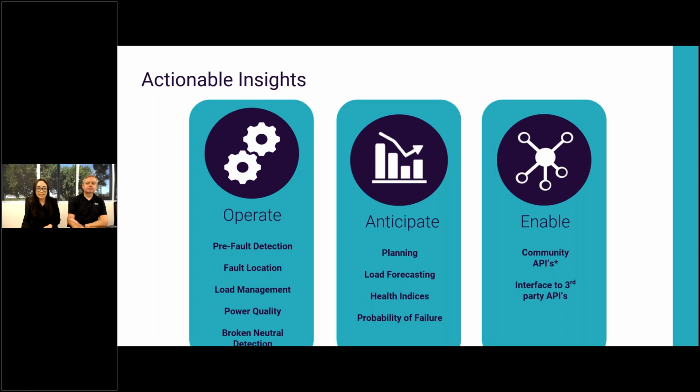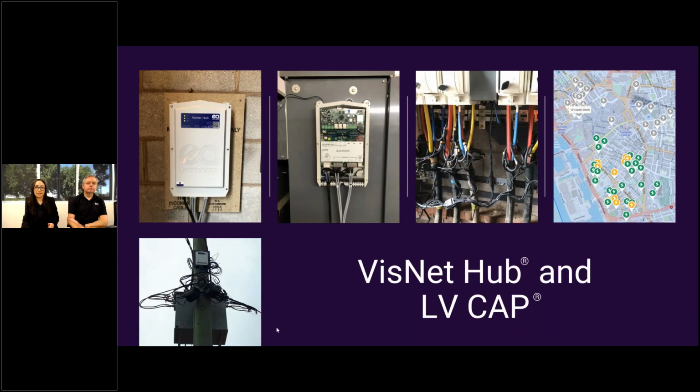So how does this approach look in real life? It looks like this. The approach is made of hardware and software. The hardware part is called VisNet Hub, for Visibility Network, that's why the name. It looks like the photo on the top left with the cover on, and next to it is with the cover off. The software part of it is called LVCAP, Low Voltage Common Application Platform, and it's located right here in the heart of the VisNet Hub, and it's where the sophisticated algorithms and the applications are located too.